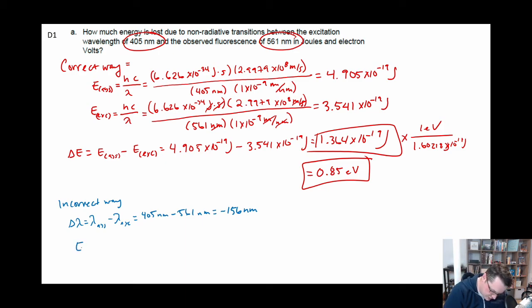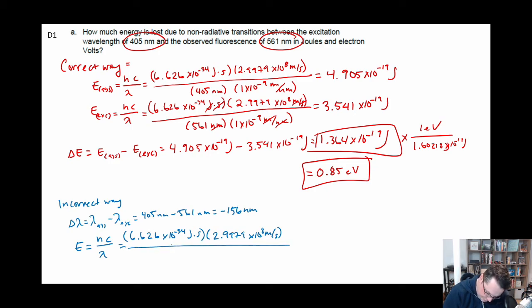So our energy is going to be equal to hc over lambda. We plug in 6.626 times 10 to the negative 34 joule seconds times 2.9979 times 10 to the 8th meters per second over our wavelength, negative 156 nanometers times 1 times 10 to the negative 9 meters per nanometer. Seconds cancel, meters cancel, nanometers cancel. We only end up with joules.